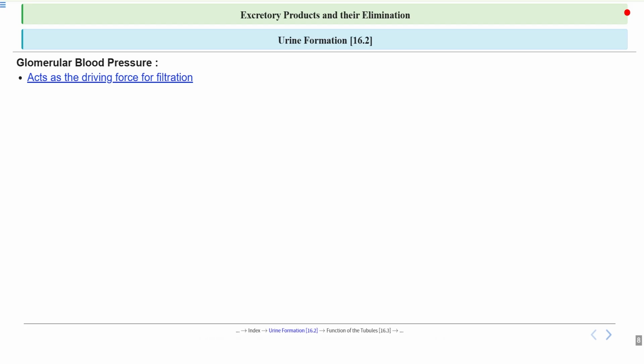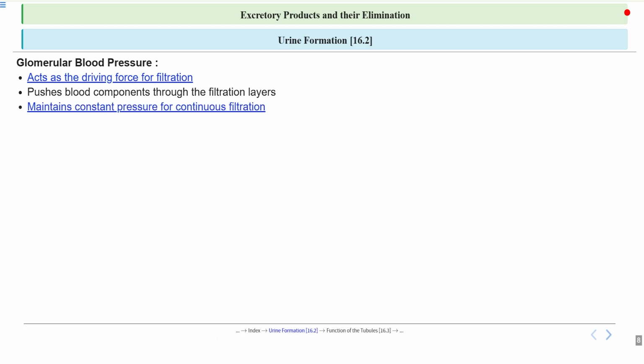Let's focus again on glomerular blood pressure as the driving force for filtration. Emphasize that without this pressure, the entire filtration process would come to a halt, much like a water filter that isn't connected to a tap. So this pressure pushes blood components through the filtration layers. Imagine how strong a stream of water can push dirt through a sieve, separating clean water from the debris. Now, maintaining constant pressure is vital for continuous filtration. The kidney's ability to keep this pressure steady ensures that waste is removed efficiently even if our blood pressure changes throughout the day.